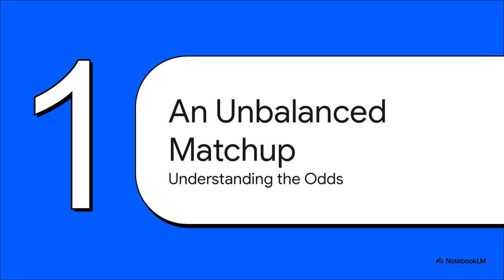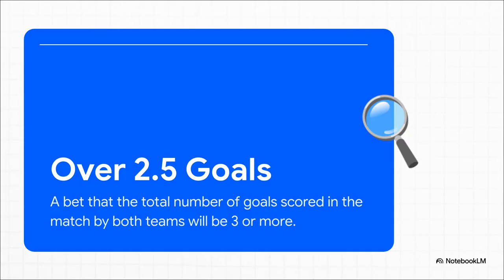But let's be real, just knowing who's probably going to win isn't the interesting part, right? The real story that the data tells us isn't about the winner at all. It's about something else entirely. It's about the total number of goals we should expect to see. And that brings us to a really key concept for this whole analysis: over 2.5 goals. Now, it sounds a little technical, but it's super simple. It's just a bet that the total combined score from both teams will be 3 goals or more. And the odds for this match strongly suggest that a high-scoring game is very, very likely.